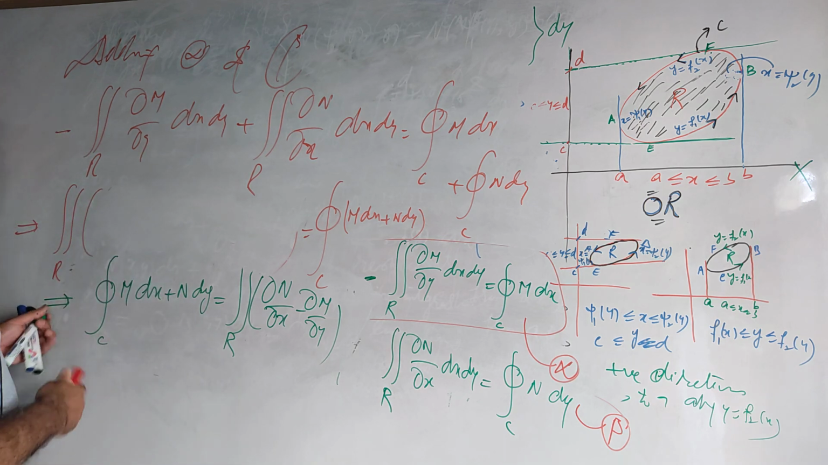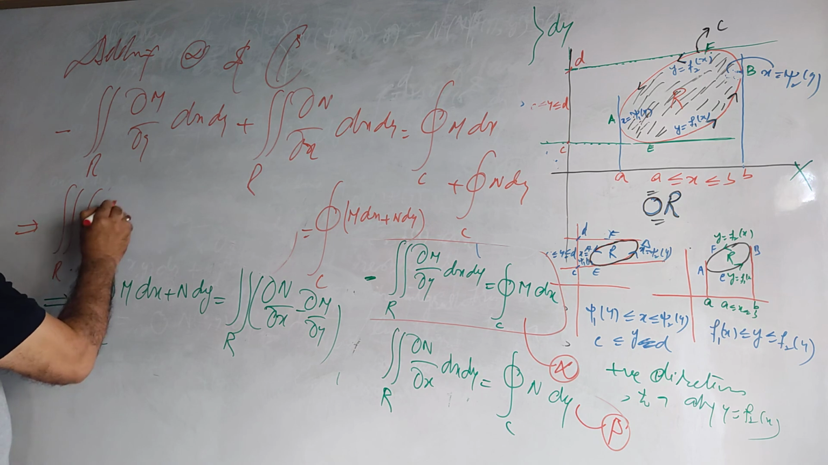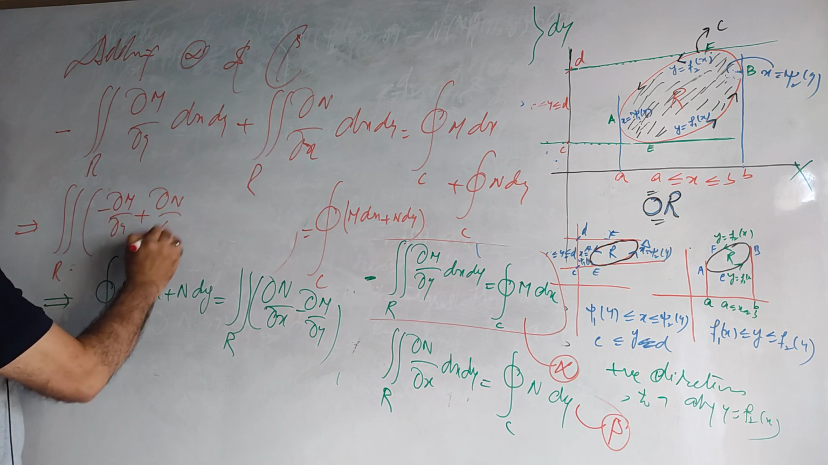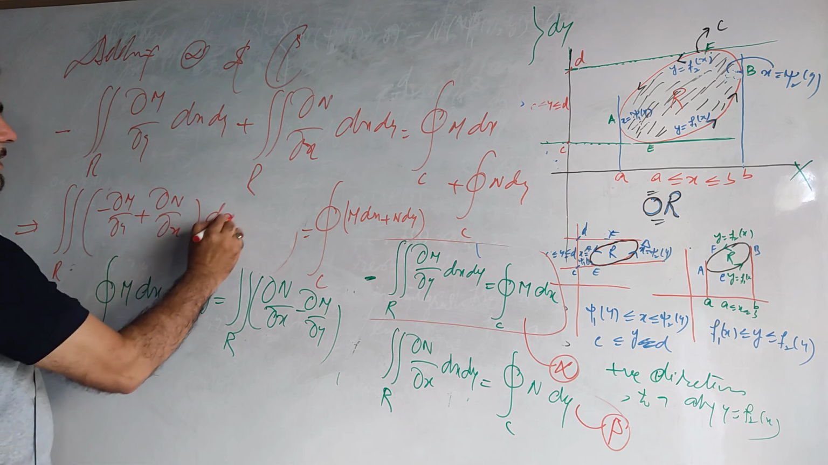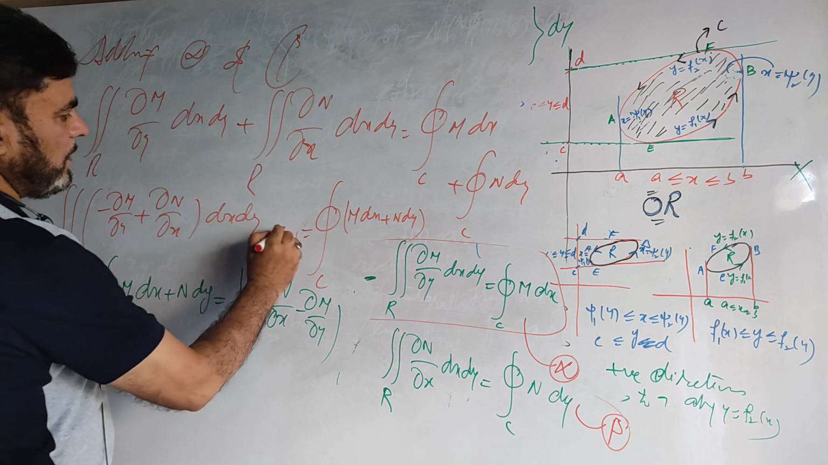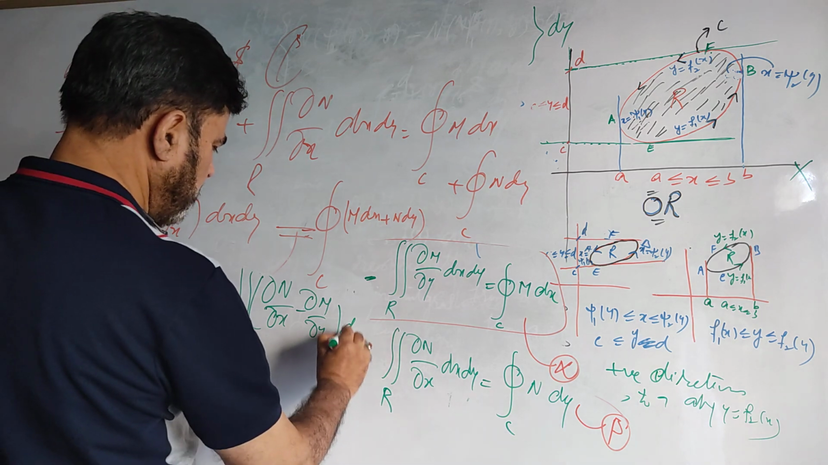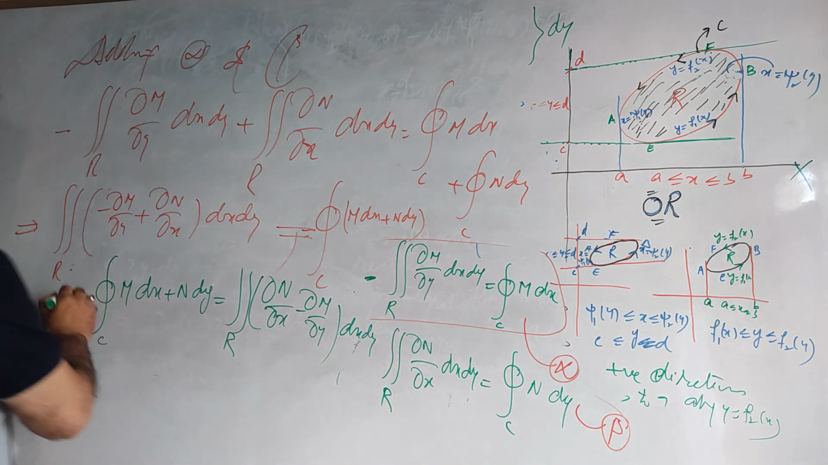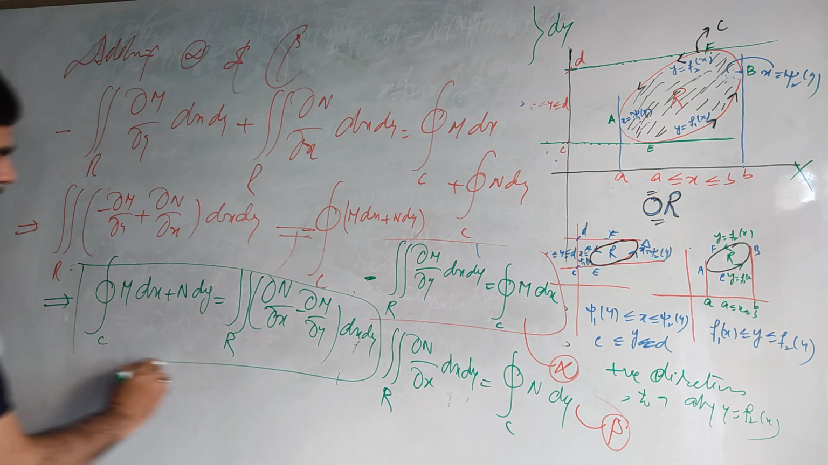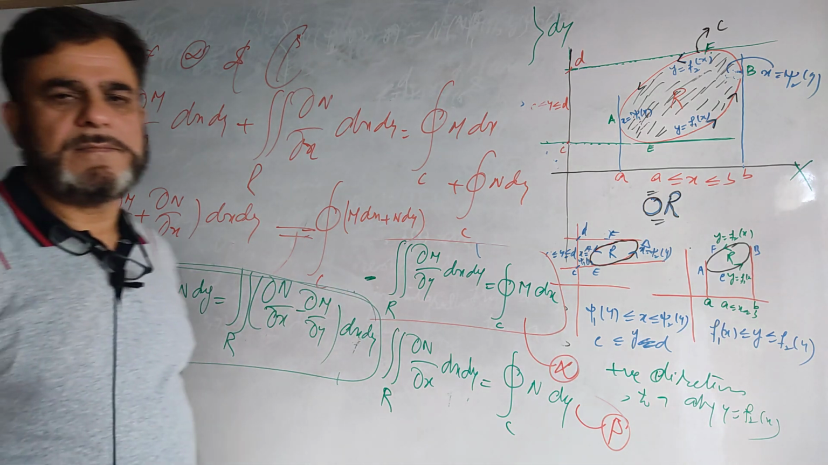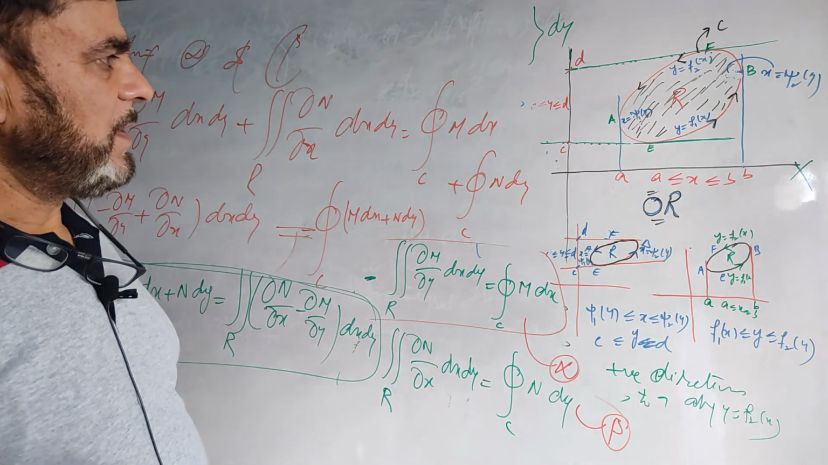This is your del n by del x minus del m by del y, dx dy. This proves Green's theorem in full. This is Green's theorem.